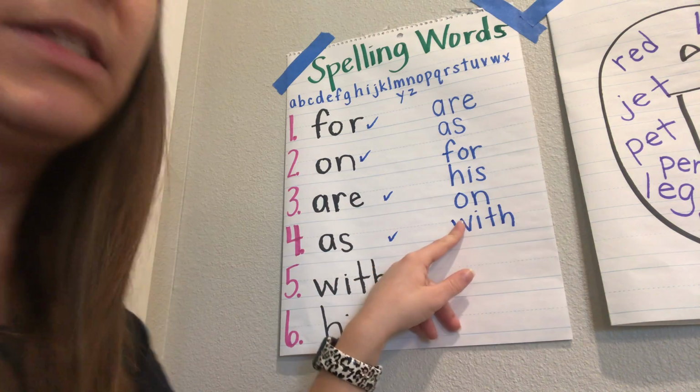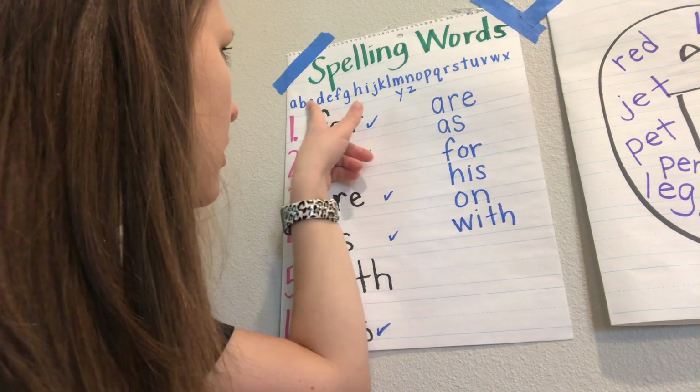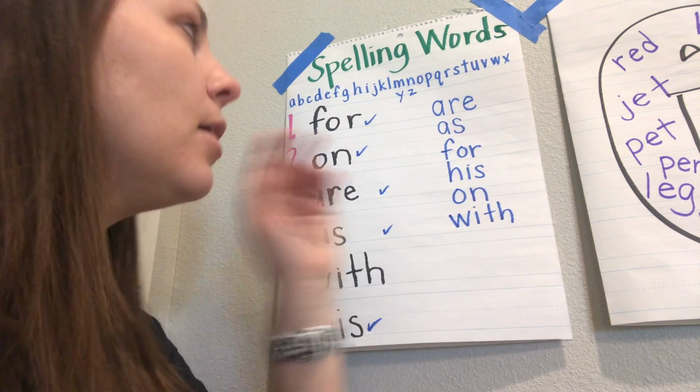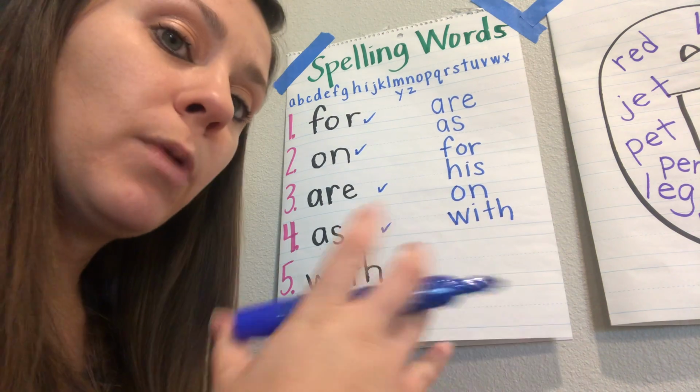So when you put words in ABC order, you have to use the alphabet to help you decide which word goes first, what comes next.